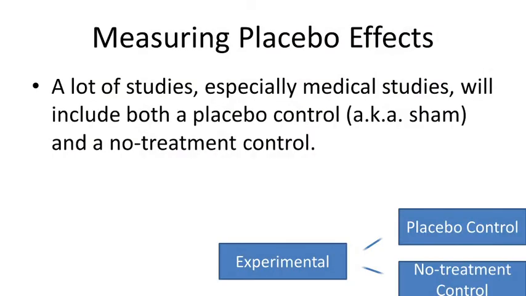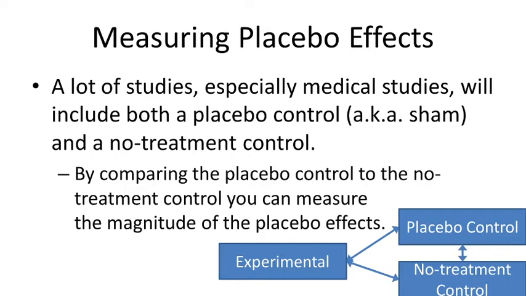So, when it comes to placebo effects, those can be confounds, as I was mentioning. You want to make sure that they're not presenting a big problem for you. So, in a lot of studies, especially medical studies, they will have an experimental group, a no treatment control group, and a placebo control group, or sometimes they call it the sham control. And they compare all of these groups to each other, as you can see here. By comparing the experimental group to the no treatment control, they can see how big of a treatment effect they're getting.